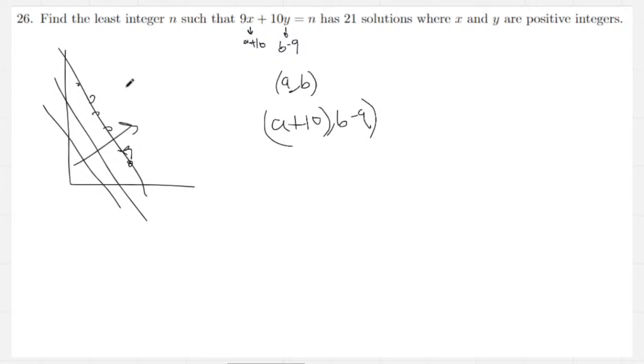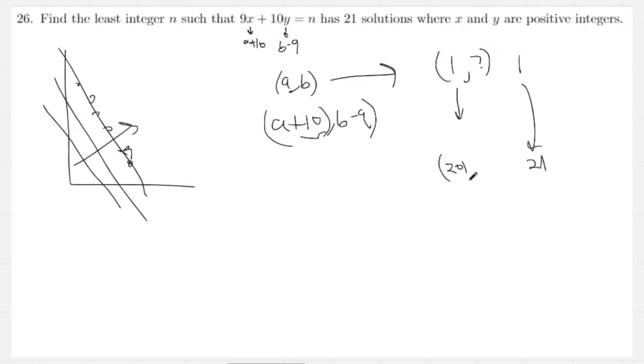So given that, let's just set a as small as possible, right? Because we want to minimize n. So 1 and, well, something. We don't know what it is. But after 21 solutions, this is solution number 1. To get to the 21st solution, we're going to have to add 20 copies of this 10. So that will be 201.